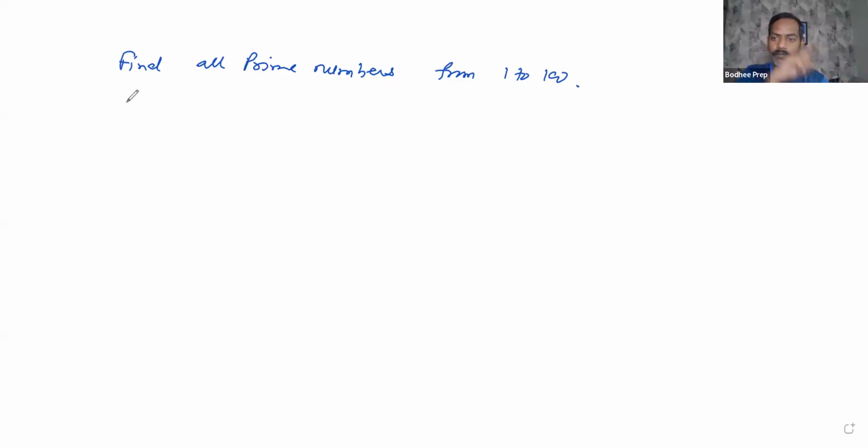So let's start with 1. 1 is neither prime nor composite, done. 2 is the smallest prime number, we just saw. 3 is also a prime number, 5 is also a prime number, right? 7 is also a prime number. So what I'm doing here is that, barring 2, I'm leaving all even numbers because no even number will be a prime number. So I'm just counting the odd numbers. So from 100, half of the numbers, the even numbers, will be ruled out. Only odd numbers will be taken care of, right?